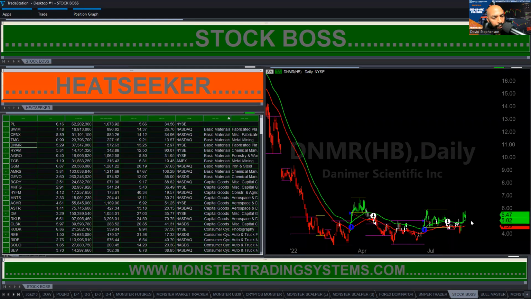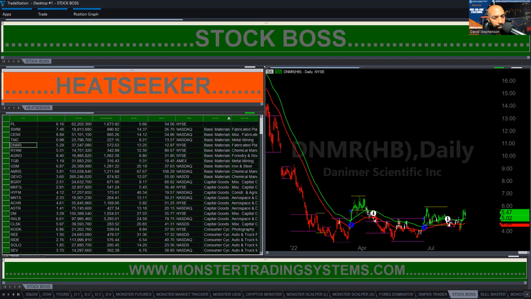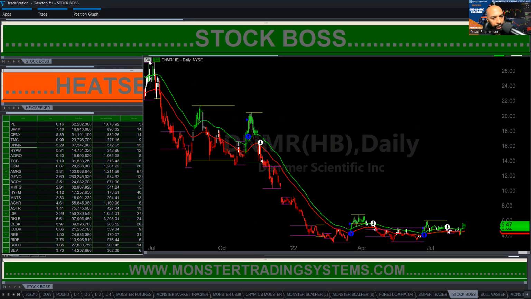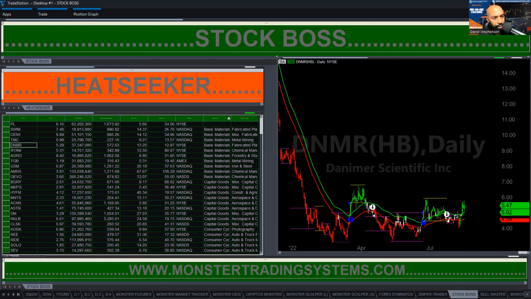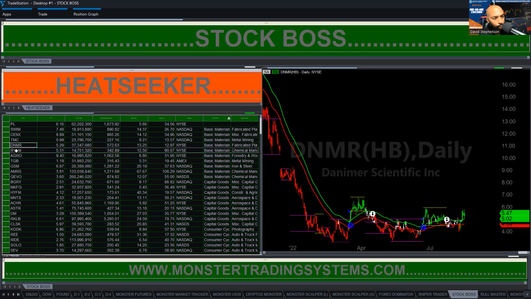Here, pretty good markdown phase, with a lot of consolidation. We would have to wait for the price to break this resistance here to give us a buy signal. But it's a good markdown phase. We didn't buy up here; we waited for the price to move lower. A bit choppy, but this is what you have to do. You don't just jump in and buy.